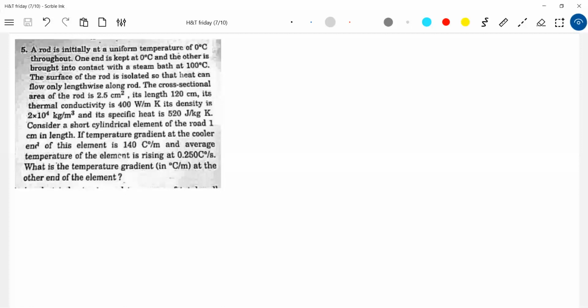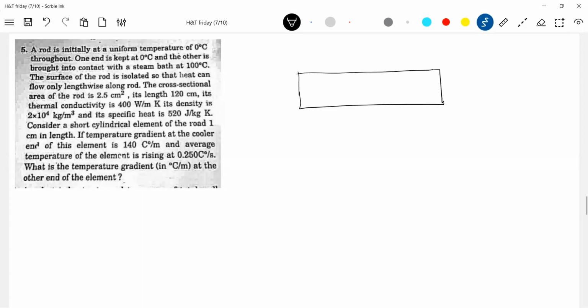I'll discuss only the concept; the calculation you do later on. So we have a rod here, with end A and end B. One end is kept at 0 and the other is brought in contact with a steam bath of 100 degrees Celsius. The surface of the rod is isolated so that heat can flow only lengthwise along it. The cross-sectional area, length, thermal conductivity, density and specific heat are given.